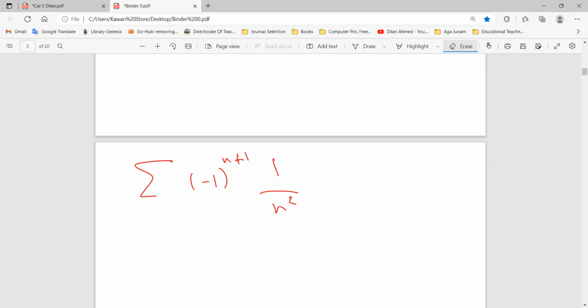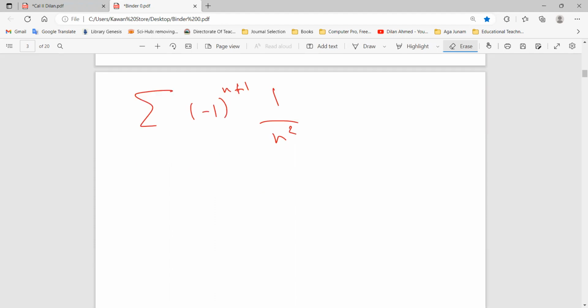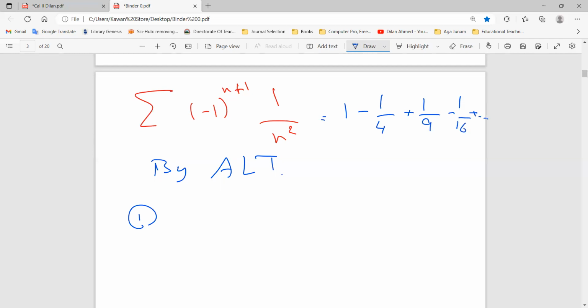So let me solve this one by the alternating series test. First of all, let me expand. I'll get 1 over 4, 1 over 9, 1 over 16. All positive, yeah, because we have the alternating sign, so all the terms are positive.